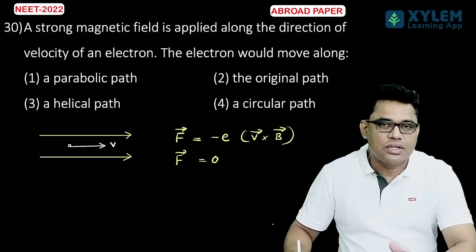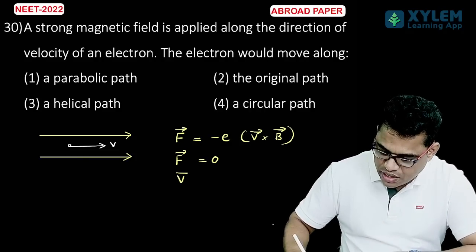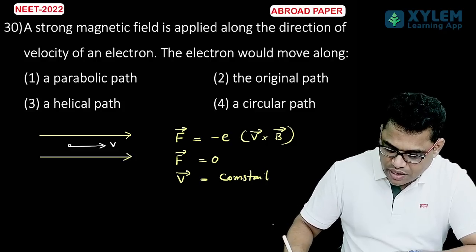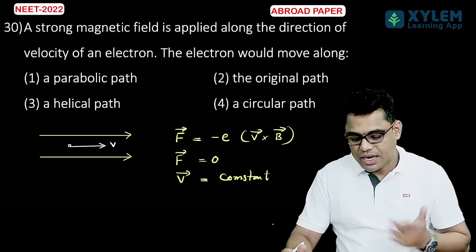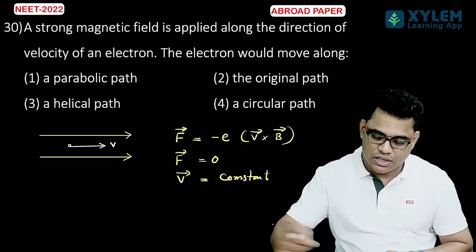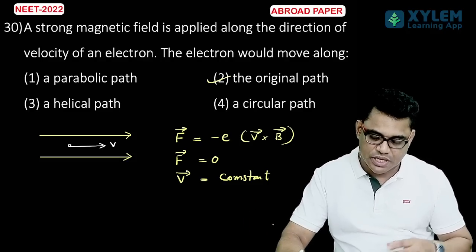When the force is 0, the velocity is constant. V remains constant. Therefore, what will happen? Nothing will happen to its velocity. Therefore, it moves along the original path. Therefore, the right option is 2.